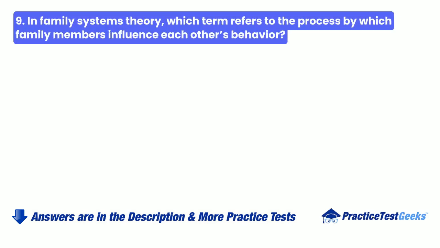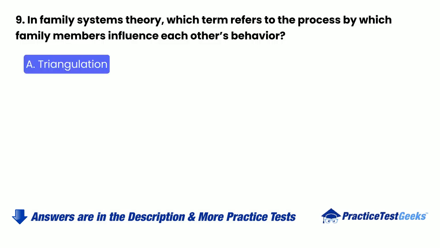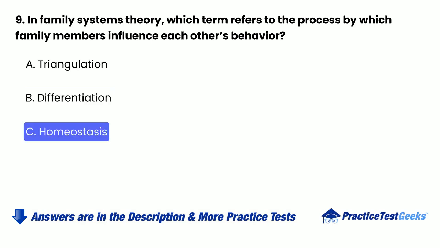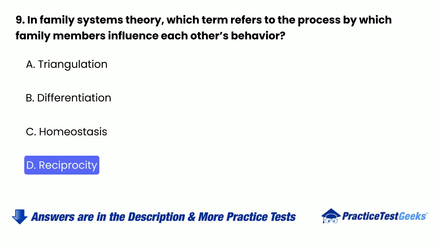9. In family systems theory, which term refers to the process by which family members influence each other's behavior? A. Triangulation. B. Differentiation. C. Homeostasis. D. Reciprocity.